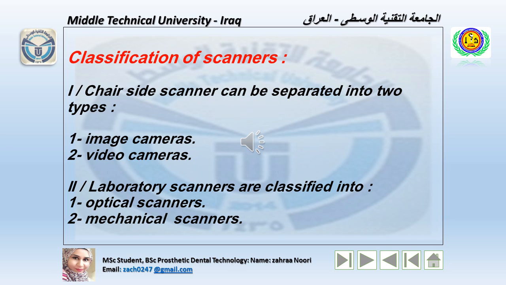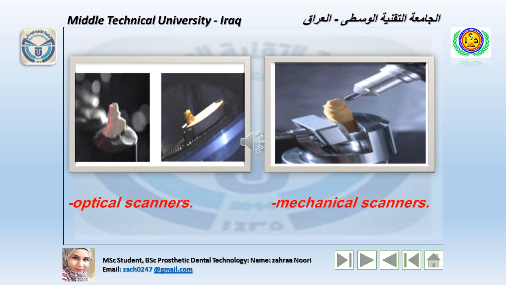Laboratory scanners are classified into optical scanners and mechanical scanners. These two images represent the two types of laboratory scanner. The image on the right is called a mechanical scanner, which is capable of reading a master cast mechanically, line by line, by means of a rapid probe in order to obtain three-dimensional measurements, while the image on the left is called an optical scanner, which uses the projection of measuring light onto the dental structure under a defined angle.